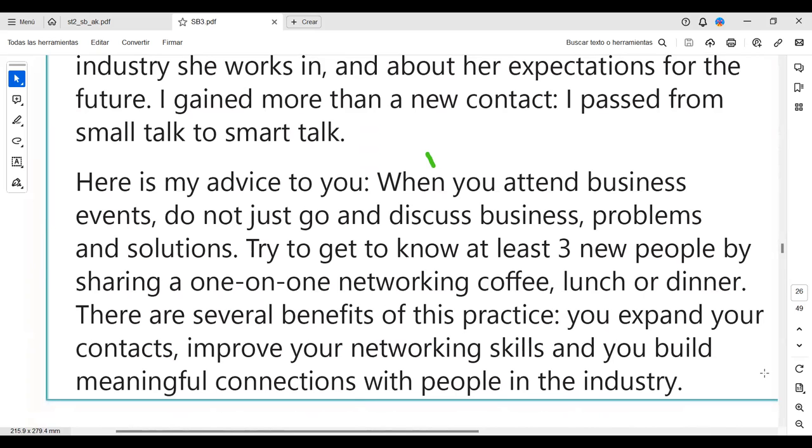When you attend business events, do not just go and discuss business problems and solutions. Try to get to know at least 3 new people by sharing a one-on-one networking coffee, lunch, or dinner. There are several benefits of this practice. You expand your contacts, improve your networking skills, and you build meaningful connections with people in the industry.